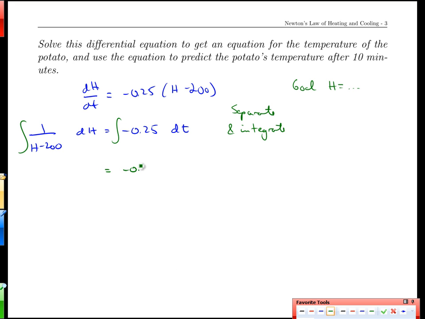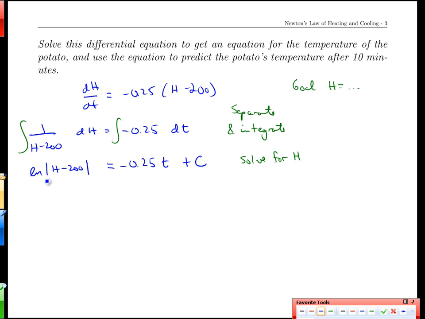The right-hand side is nice and straightforward. It will be negative 0.25 t. And on the left-hand side, you have to be a bit careful, but it's a ln of the absolute value of H minus 200. And we have a dH here, so the H's match, we're good there. And last but not least, we need a plus C. We include it on the right-hand side because we're going to try to solve for H. That means putting most things on the right-hand side. Okay, so we've separated our variables, we've integrated, and now we just have a regular equation involving H. So now we can solve for H.